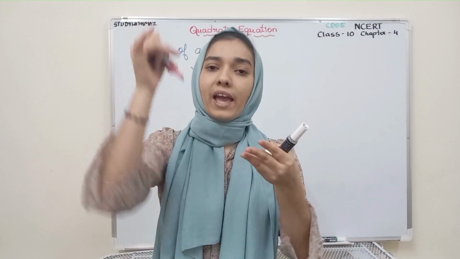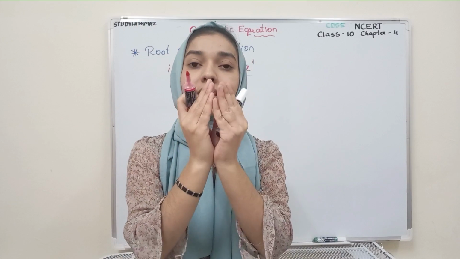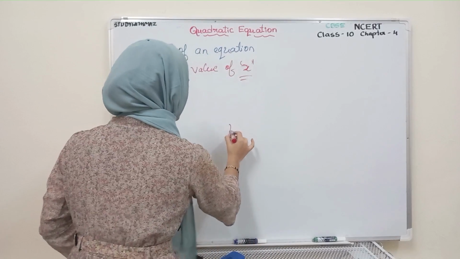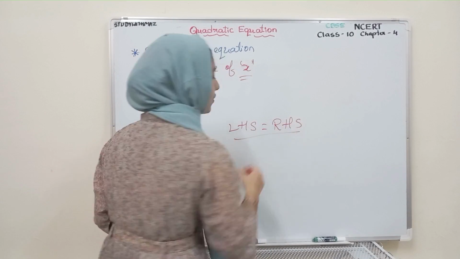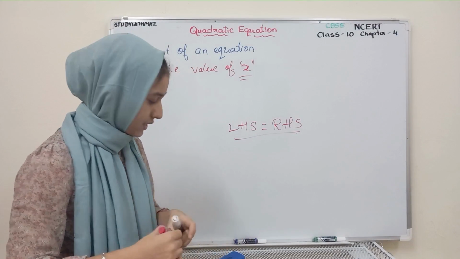You have to find the value of x and it should satisfy the equation. How is it satisfied? Both the sides should be equal. LHS equal to RHS. This says that your equation is satisfied. Let us see with the example.